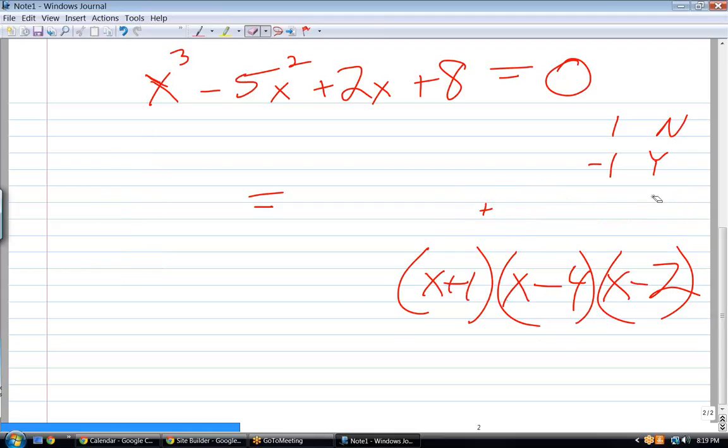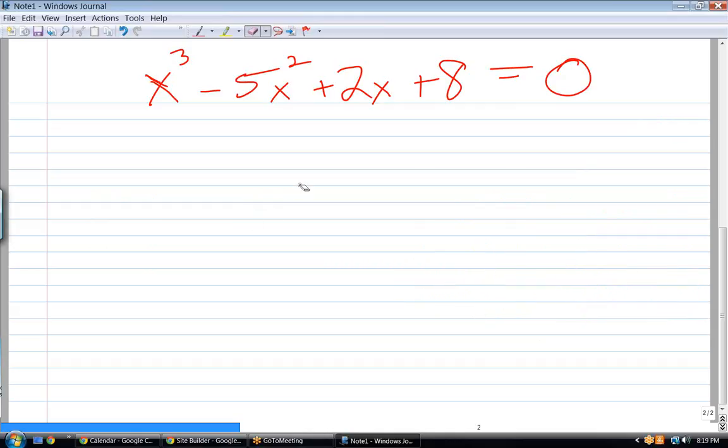All right? You get the idea, right? Yeah. All right. You want to do another one? I have a different one. Let's find a third-degree polynomial equation with rational coefficients that has the given numbers as roots. Okay. First one's 5 and 2i.